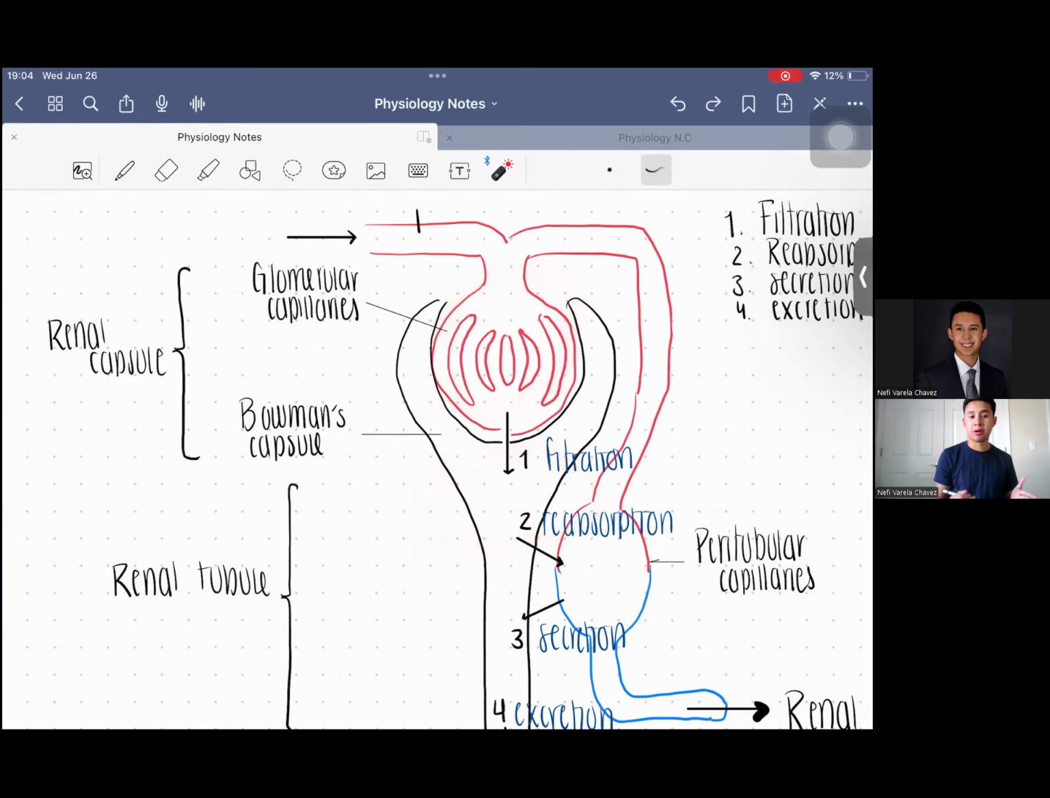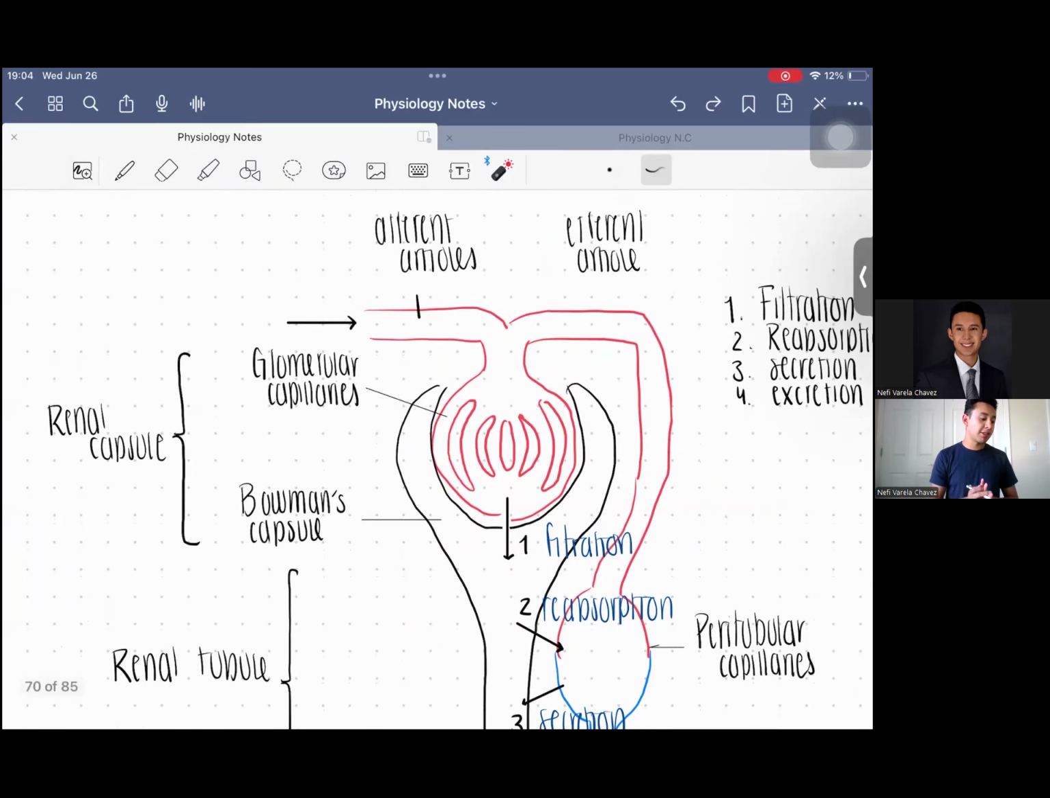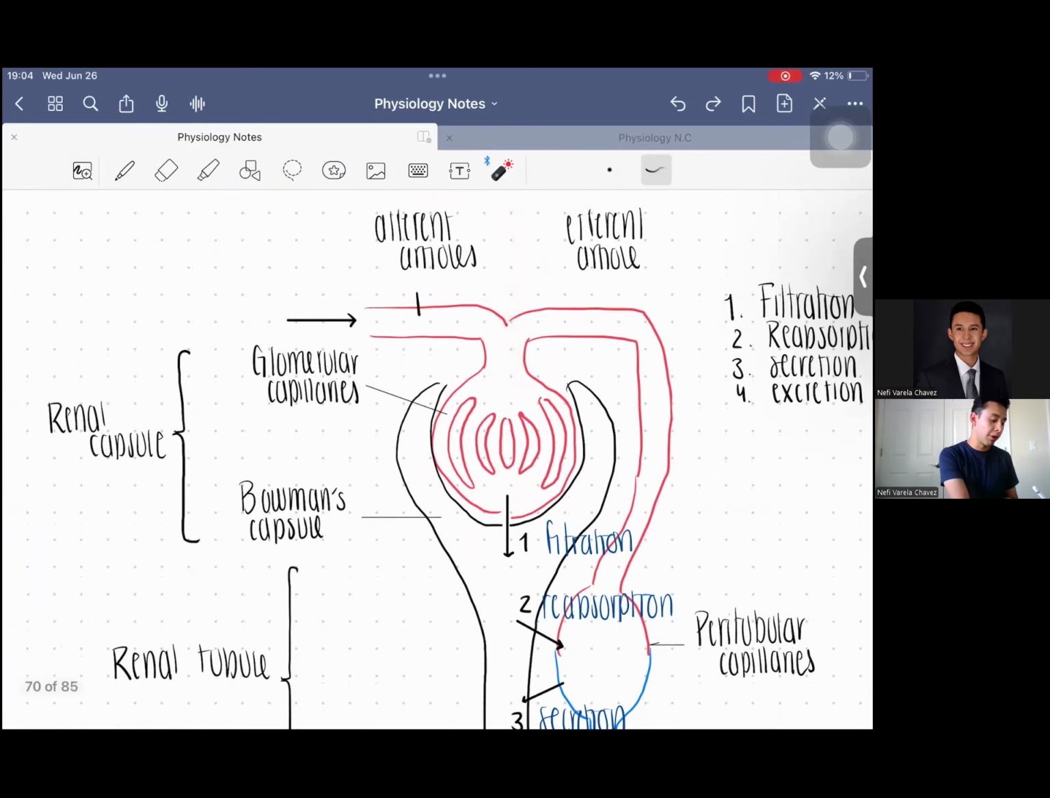This is vasculature, okay? Within the vasculature, we are going to find the efferent arterioles, having the glomerular capillaries as a landmark. So this is before this, and the efferent arterioles. These are going to be important structures that help us to regulate pressure, okay?